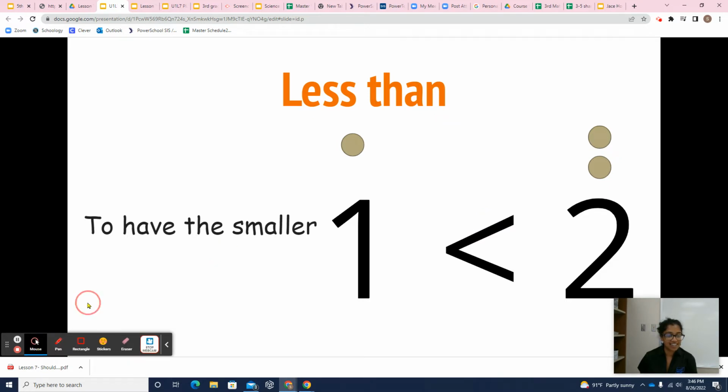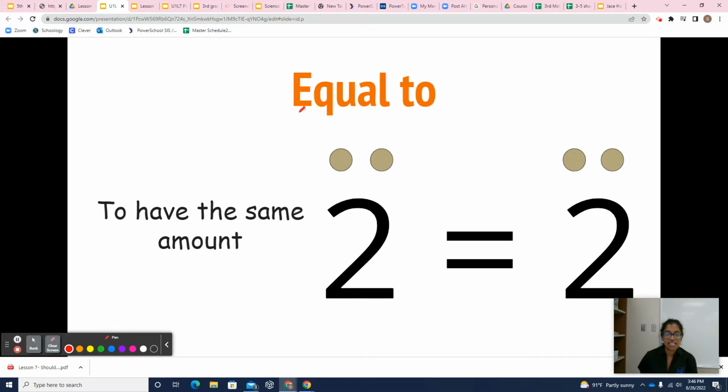All right. Now, last but not least is equal to. Equal to means to have the same amount. So I have the number 2, I have 2 dots. And then I have the number 2, I have 2 dots. So 2 is the same as 2. So they are equal to each other. So 2 equals 2. All right, fantastic.